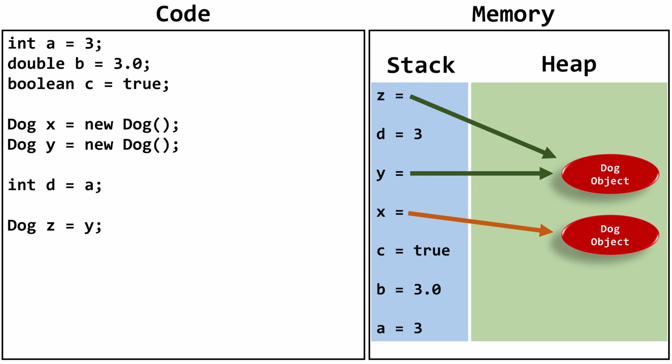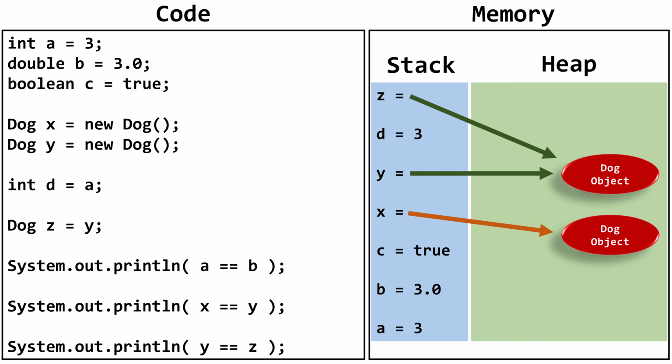Now let's learn why these differences are important. Look at these 3 lines of code. Here, we're using double equals, which is the equality operator, to compare a and b. In Java, the equality operator compares the value on the stack for 2 variables. Even though a and b are different data types, Java recognizes they are mathematically equivalent and will evaluate to true.